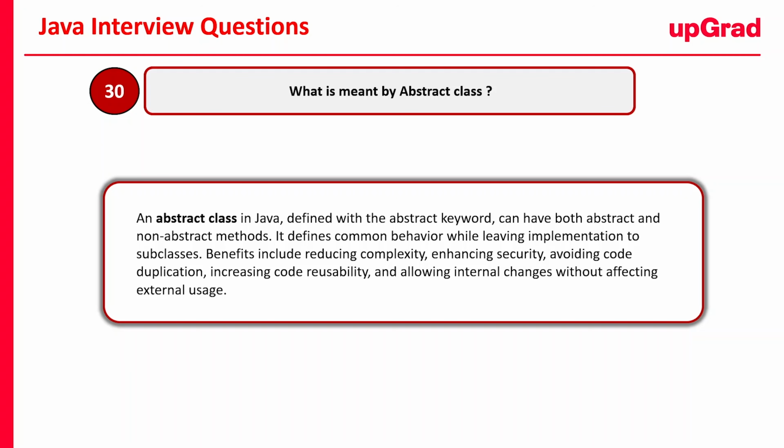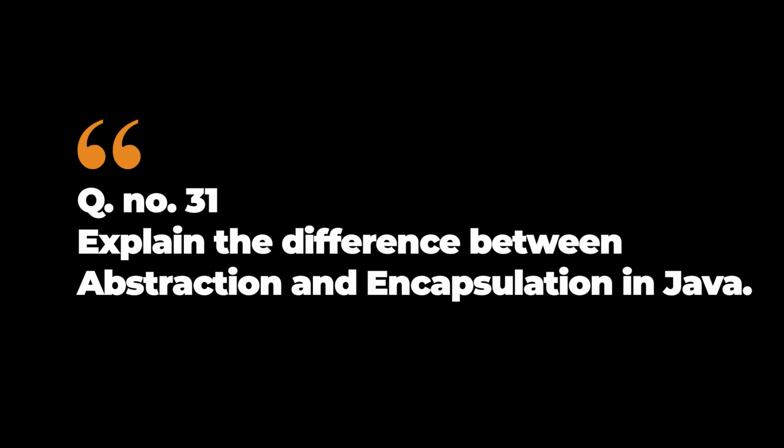So the key benefits are reducing complexity by focusing only on essential details, enhancing security by controlling what details are exposed to users, avoiding code duplication, increasing code usability by allowing common methods, and changing internal implementation without affecting how the class is used externally. So these are the key benefits of abstract classes that you can answer, and you can also define abstract classes as I did. So moving on to question number 31, explain the difference between abstraction and encapsulation in Java.